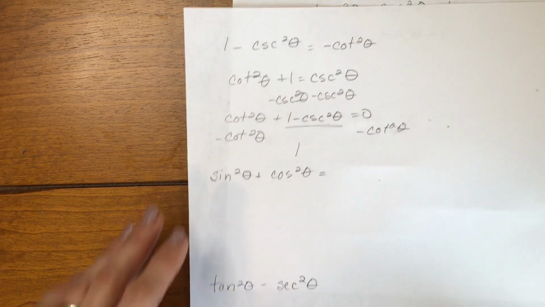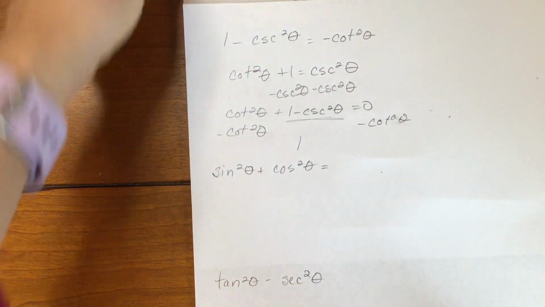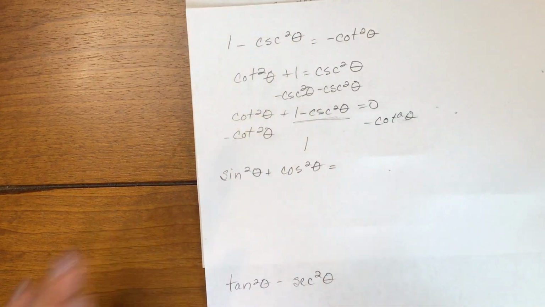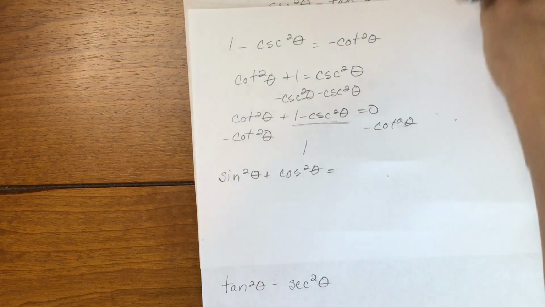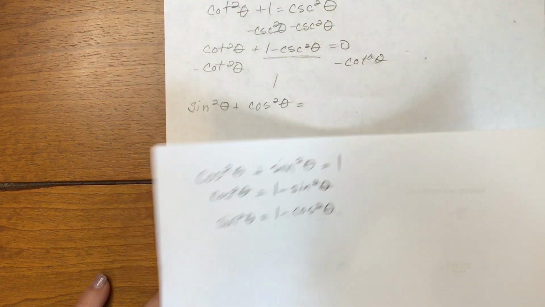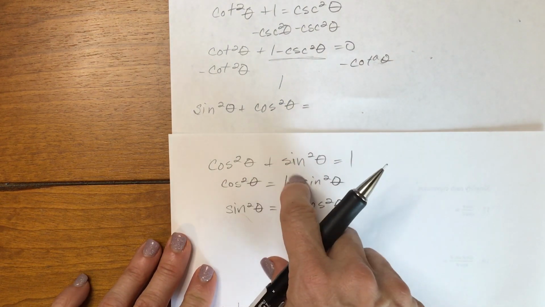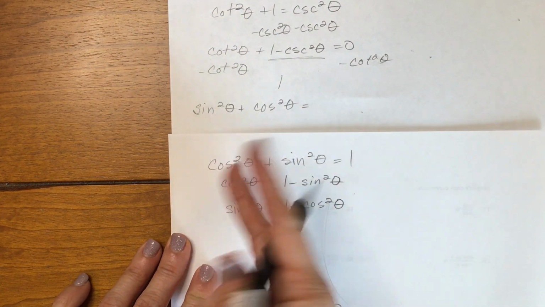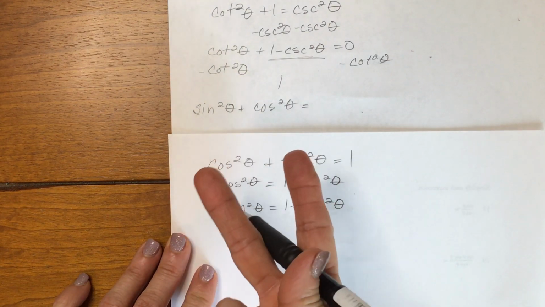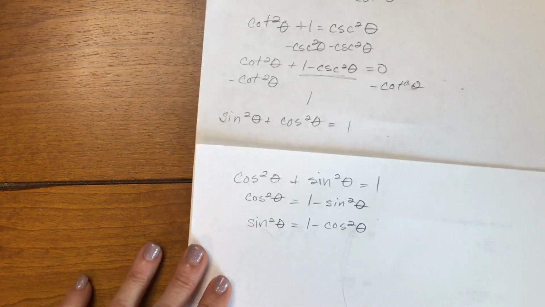Right. This next one, sine squared plus cosine squared theta. I want to find a Pythagorean identity that involves sine and cosine. So I bring in my Pythagorean identity. I see that the only thing they did was swap sine and cosine. So this one equals 1.